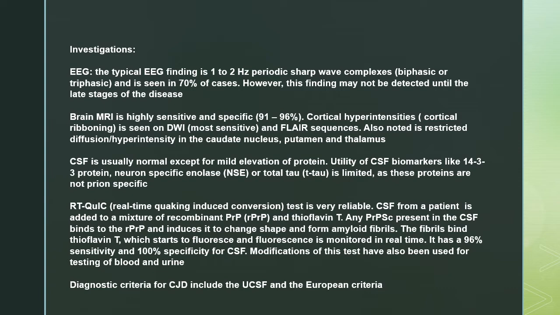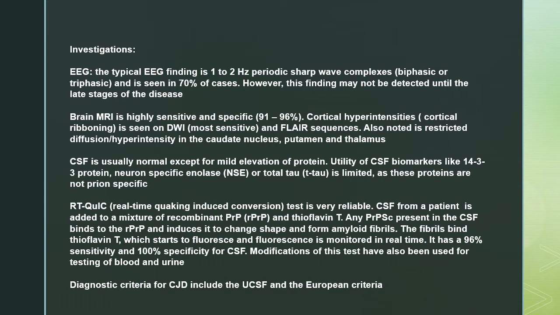Utility of CSF biomarkers like 14-3-3 protein, neuron-specific enolase, or total tau is limited, as these proteins are not prion specific. RT-QuIC, or real-time quaking-induced conversion test, is very reliable.